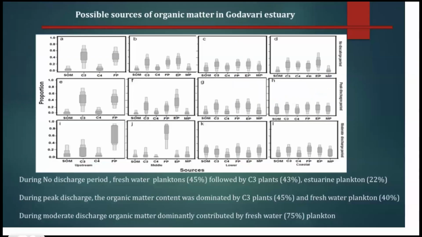We also identified the possible sources of organic matter in this estuary using different proxies like C3 plants, C4 plants, soil organic matter, freshwater plankton, and marine plankton, and came to the conclusion that freshwater plankton were dominantly contributing to organic matter during the dry season or no discharge time, whereas C3 plants from the catchment region were mainly contributing during the peak discharge time, and freshwater plankton were dominant during moderate discharge time.